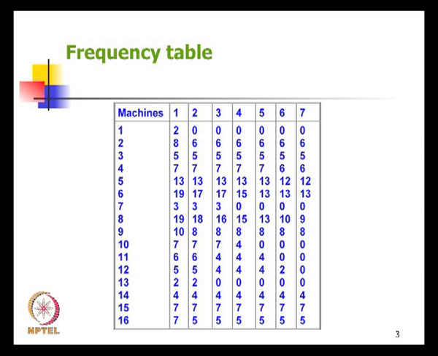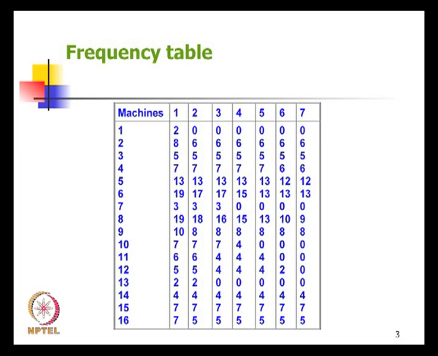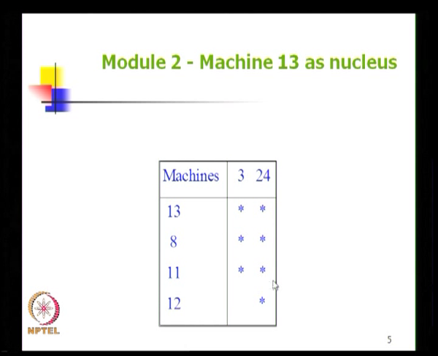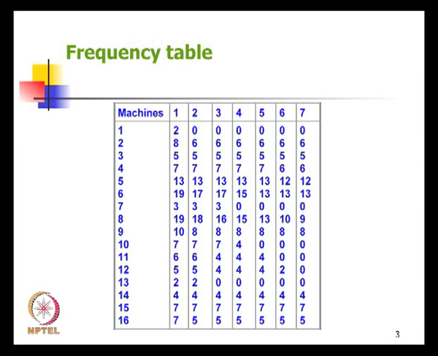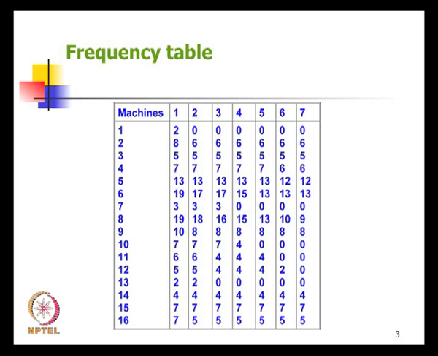So, we update this frequency table and we realize that the machines that we have here are 13, 8, 11 and 12. So, 8 has a frequency of 2. So, 18 becomes 16. 13 has a frequency of 2. So, 2 becomes 0. 11 has a frequency of 2, again from here 11 has a frequency of 2. So, for 11, 6 becomes 4. Now, 12 has a frequency of 1. So, 5 becomes 4. Rest of the machines, the frequency remains the same as in column number 2. So now column number 3 has been generated.